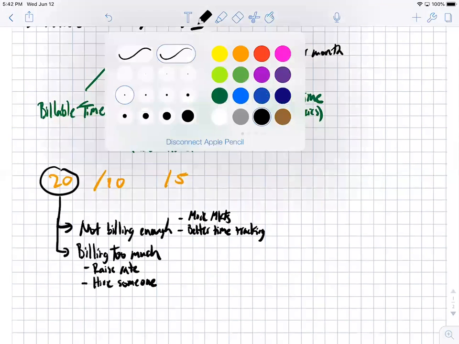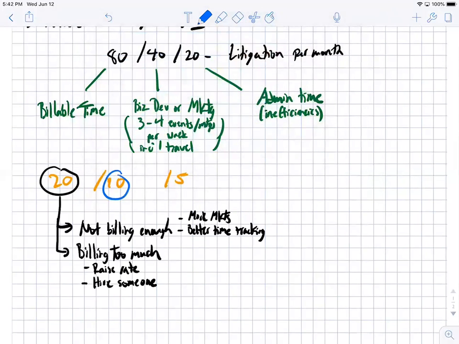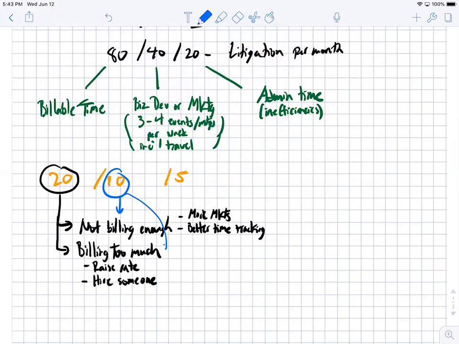Okay, so the 10. The 10 is business development. And again, one of the issues might be they're just not spending enough time in business development, in which case they have to do more. The other thing that might be happening is they might be spending too much time in business development, in which case they have to really focus on getting a better ROI and being more selective.